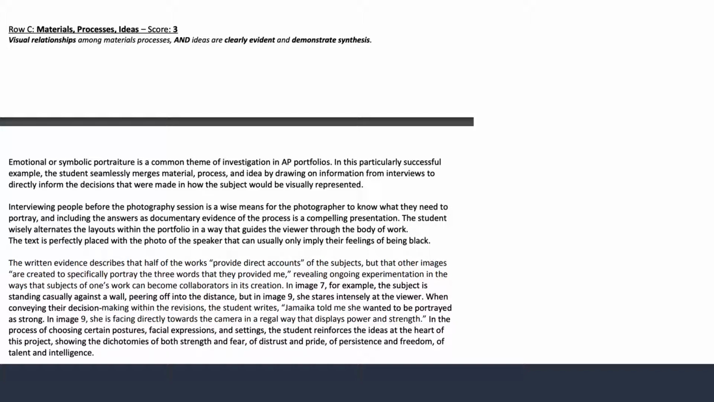In image 7, for example, the subject is standing casually against a wall, peering off into the distance, but in image 9, she stares intensely at the viewer. When conveying their decision-making within the revisions, the student writes, "Jamika told me she wanted to be portrayed as strong. In image 9, she is pacing directly towards the camera in a regal way that displays power and strength." In the process of choosing certain postures, facial expressions, and settings, the student reinforces the ideas at the heart of this project, showing the dichotomies of both strength and fear, of distrust and pride, of persistence and freedom, of talent and intelligence.